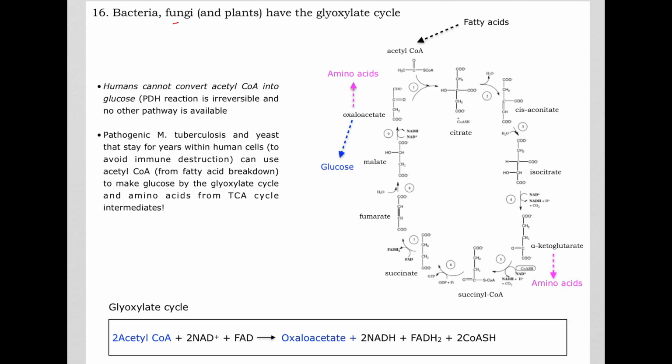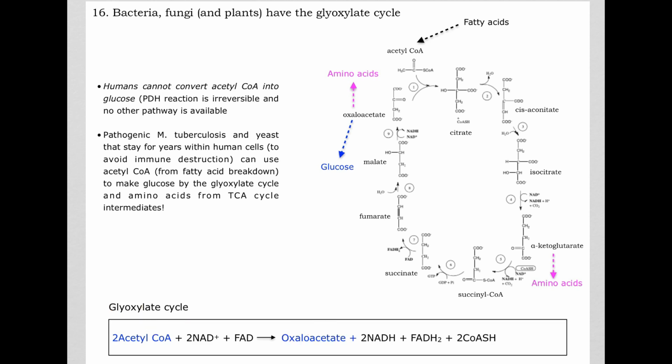However, bacteria, fungi, and plants do have another way to convert acetyl-CoA into, in this case, oxaloacetate, because oxaloacetate, as we shall see later under gluconeogenesis, can be made into glucose. This is called the glyoxylate cycle. So this cycle allows bacteria and yeast to actually make carbohydrates from lipids, okay, which humans cannot do.